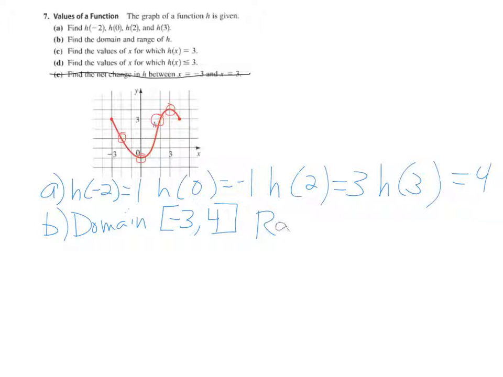For the range, lowest y value to highest y value. The lowest my graph ever goes is when y is -1. The highest my graph ever goes is when y is 4.